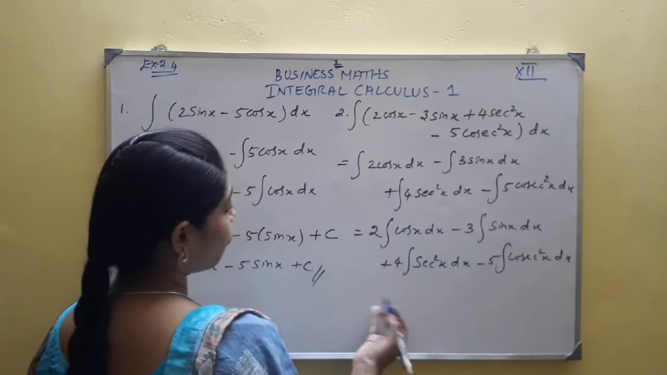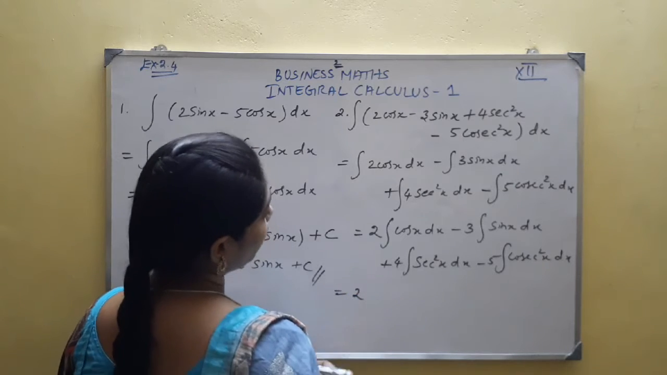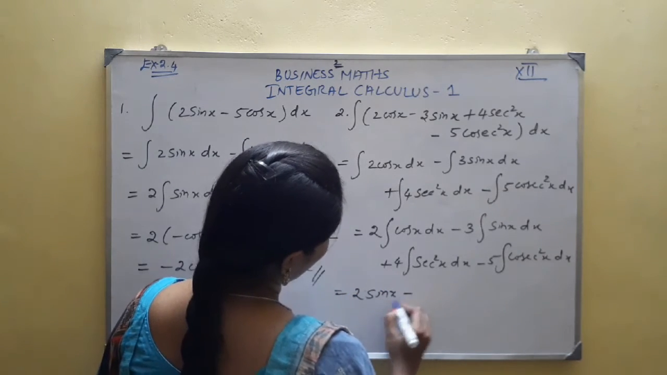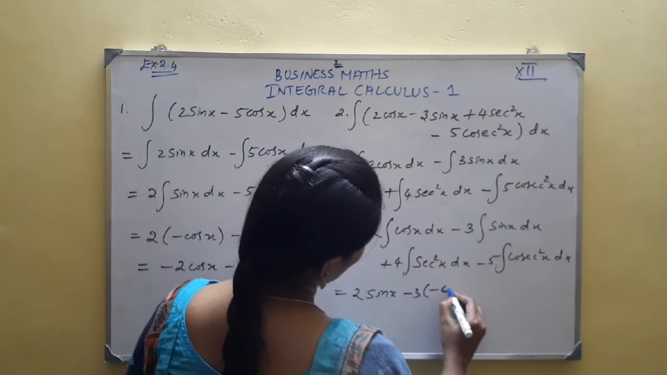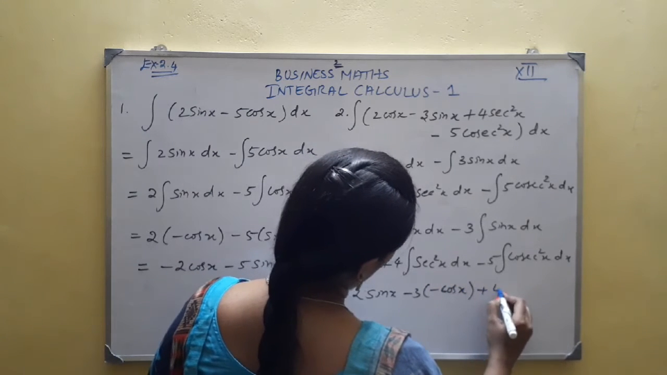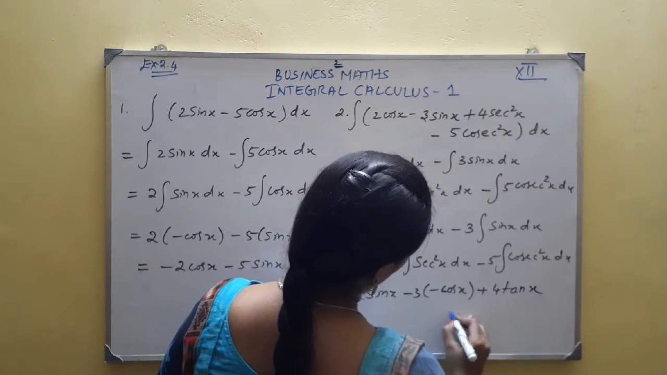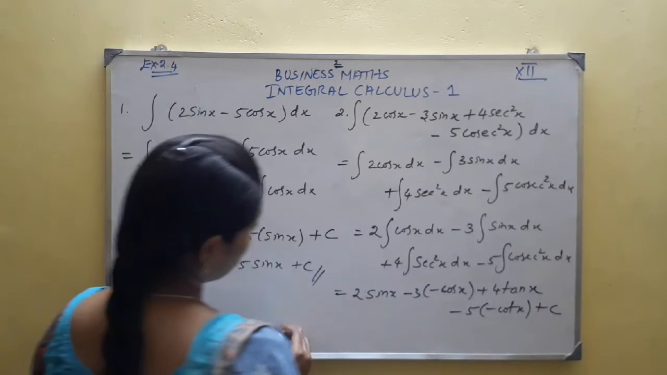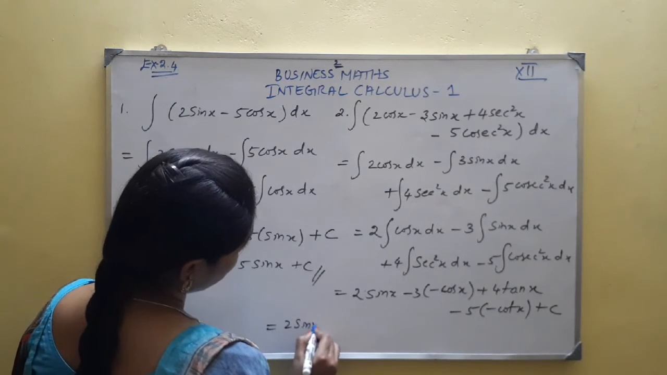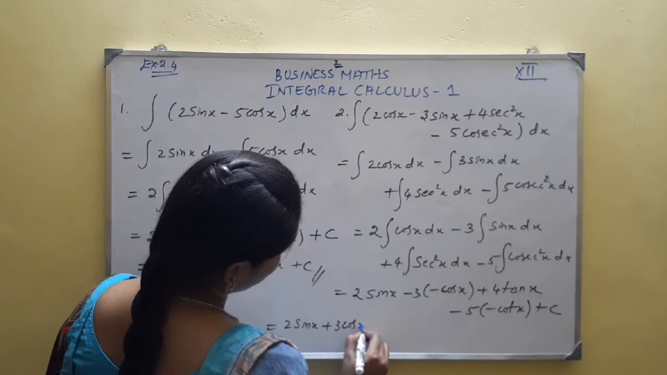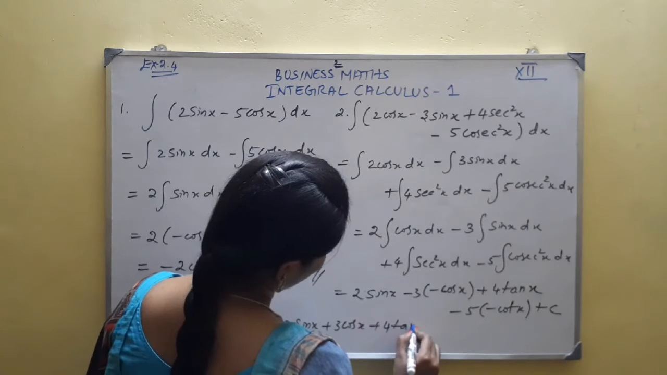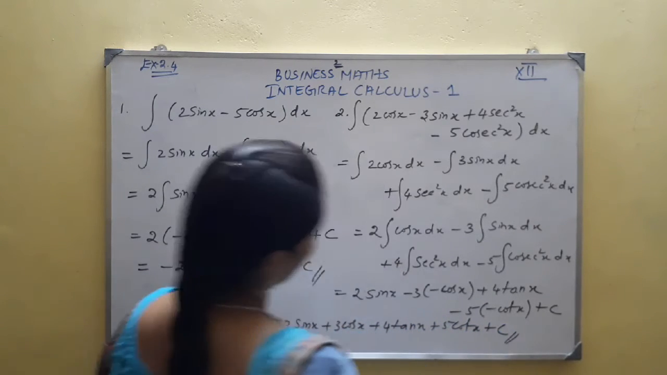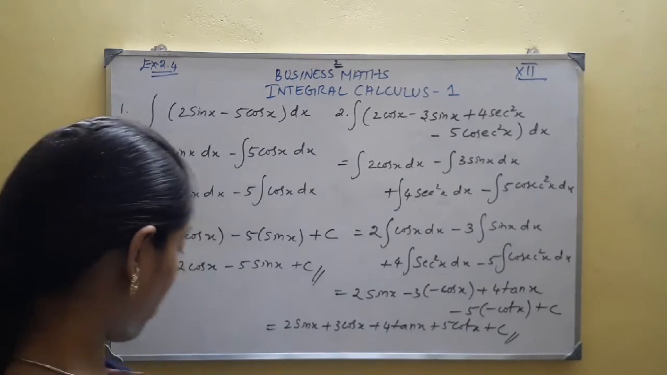Now just apply the formula I gave you. So integral cos x is sin x, integral sin x is minus cos x, plus 4 tan x, minus 5 times minus cot x, plus c. So 2 sin x plus 3 cos x plus 4 tan x plus 5 cot x plus c. Okay. So next problem.